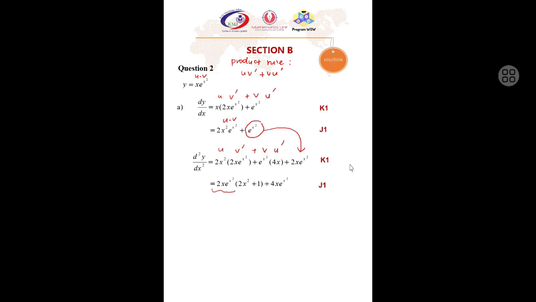Okay, so that is question 2A. We already find our first derivative and second derivative. For question 2B, they want you to show that this equation is equal to 0, left hand side equals to right hand side. So your job is to substitute the function that you already find in 2A, the first derivative and second derivative, on the left hand side, and you need to show that left hand side is equivalent to right hand side, equals to 0.